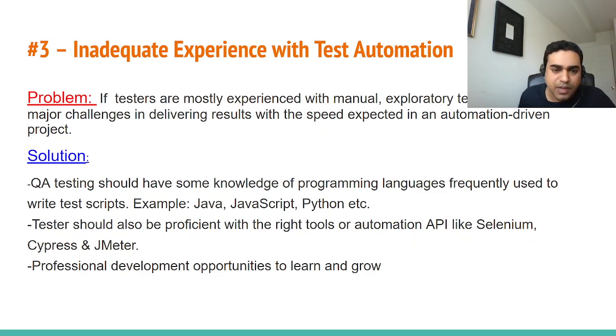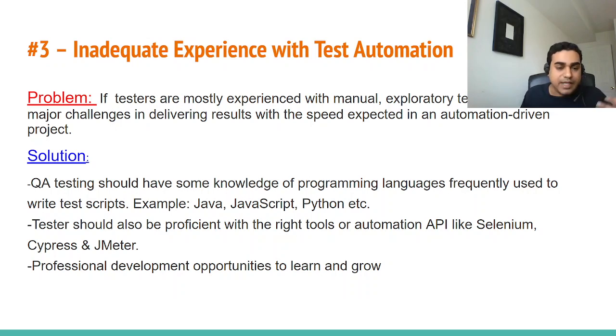So next, number 3, inadequate experience with test automation. An Agile development project requires testers to be technically sound, especially with regards to integration testing and API testing. They are also required to create scripts for UI automation testing, like for regression, with automation tools such as Selenium, Cypress, and so on.